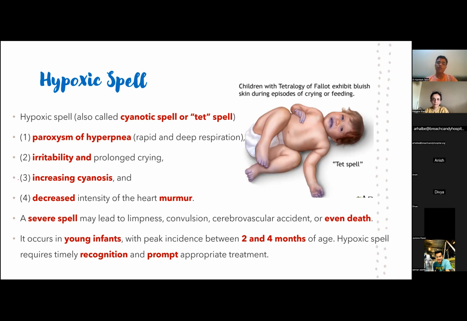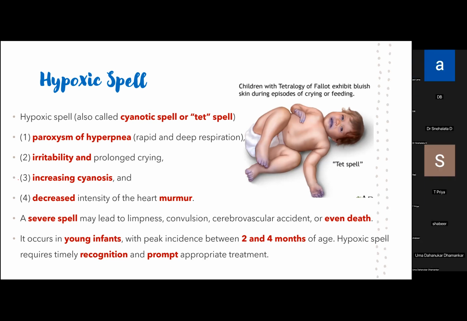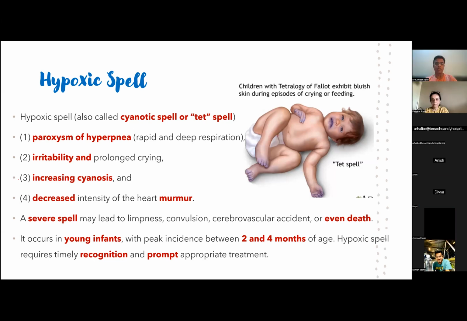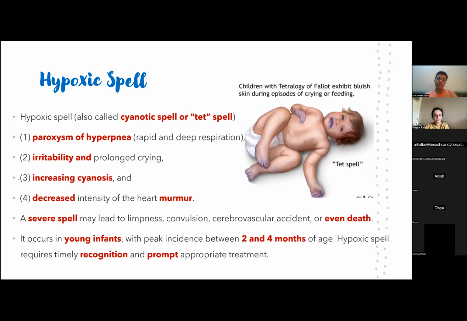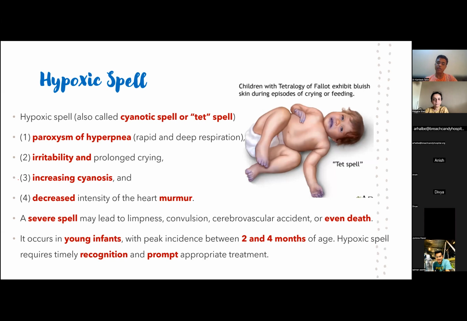It starts with paroxysms of hyperpnea, where the child has rapid and deep respiration, irritability and prolonged crying. It leads to increased cyanosis, and because there is hardly any flow going through the RVOT, there will be a decrease in intensity of the murmur in the pulmonary area. These four components are diagnosed as a hypoxic spell. The spell can be very severe. It may lead to limpness, convulsion, cerebrovascular accident, and sometimes death. So one has to be very careful, and if necessary, treat as early as possible and aggressively.